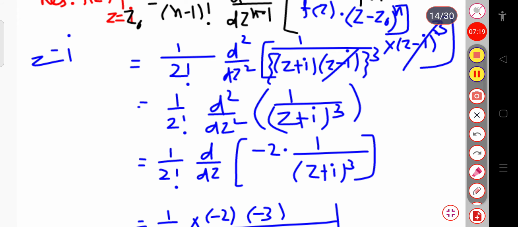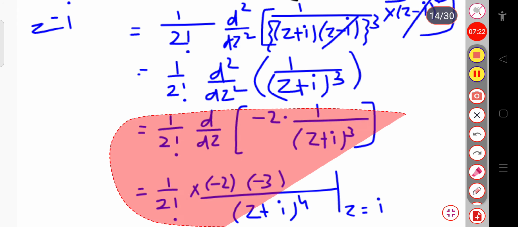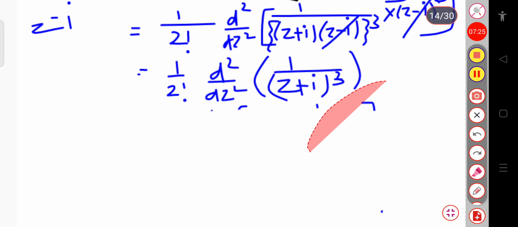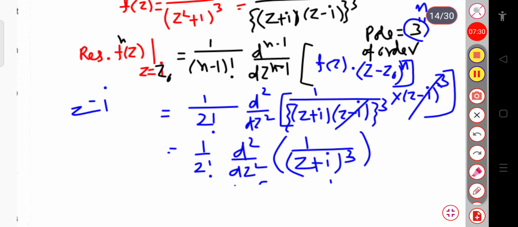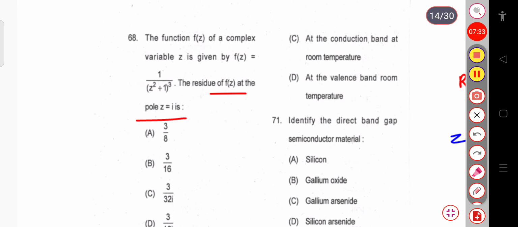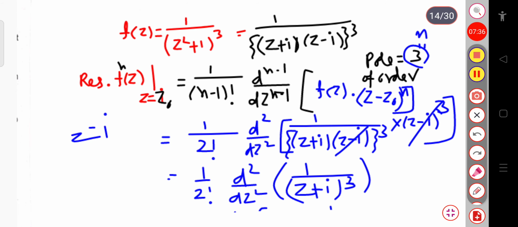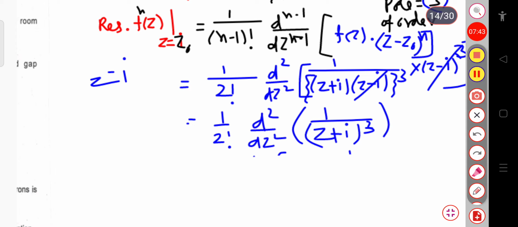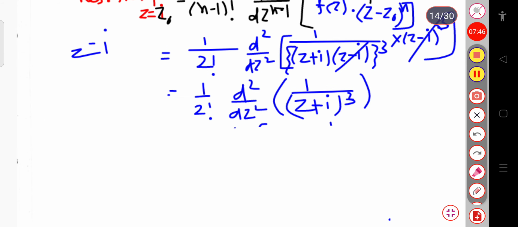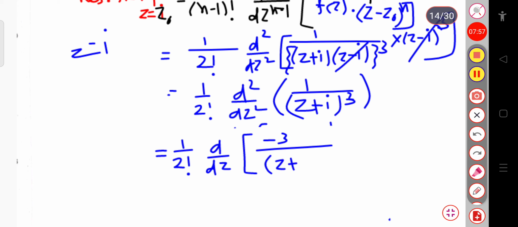So let me solve it again, this is your d²/dz² of 1/(z + i)³, because after cancelling you can see here in the question this is (z² + 1)³, so this is ((z + i)(z − i))³. So after cancelling this (z − i)³, this is equal to 1/2! into, if I take the first derivative, d/dz of, this will be −3 divided by (z + i)⁴.